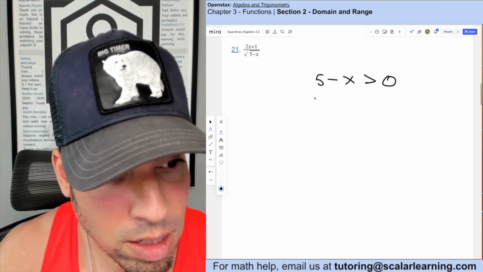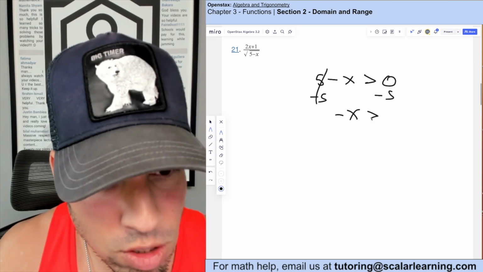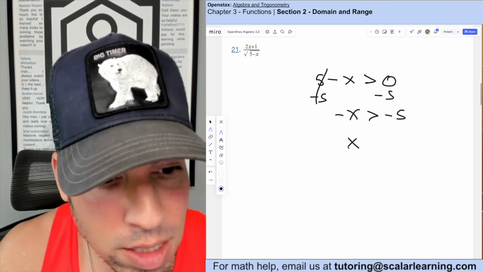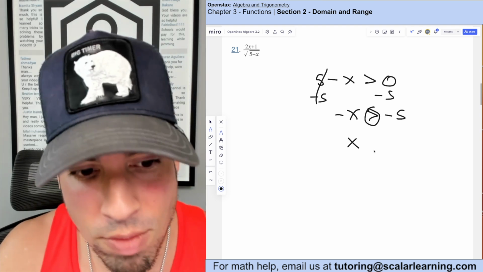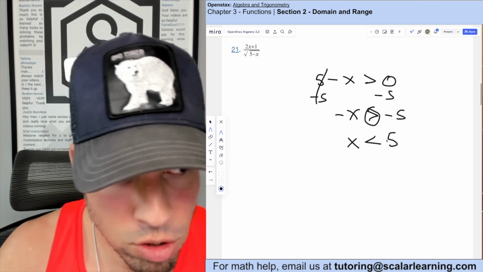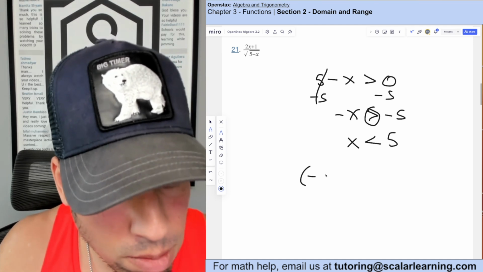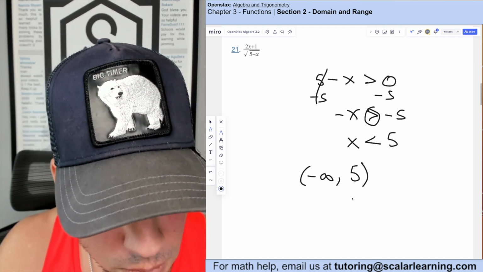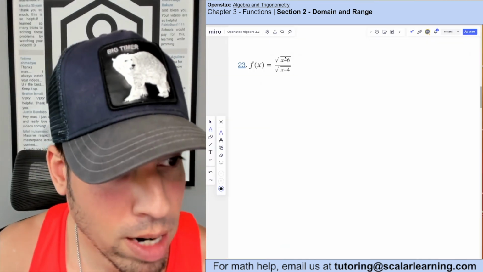Now I got this nice inequality. Let's subtract 5 from both sides to isolate x. Negative x is greater than negative 5. Multiply both sides by negative 1, so we get positive x, and then we flip the inequality anytime we divide or multiply both sides of an inequality by a negative. So we get x is less than 5. These are the viable values. And then to put it in interval notation, it's everything below 5 up to and not including 5, hence the curved parentheses, boom, done.